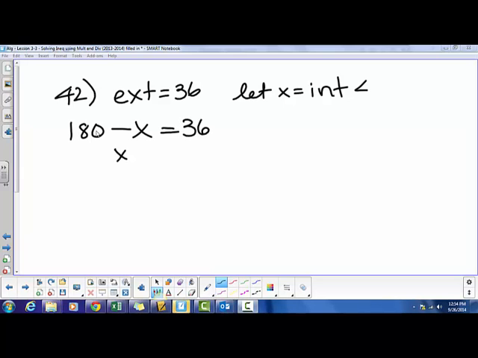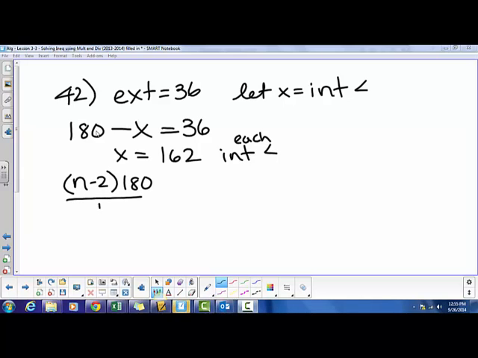So that tells me that x equals 162. That's the measure of the interior angle, each individual interior angle. I need to know how many sides this has. So (n minus 2) times 180 divided by n, the number of sides, gives me the individual interior angle.